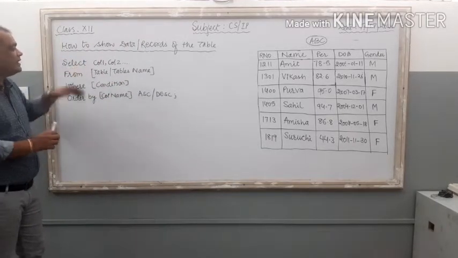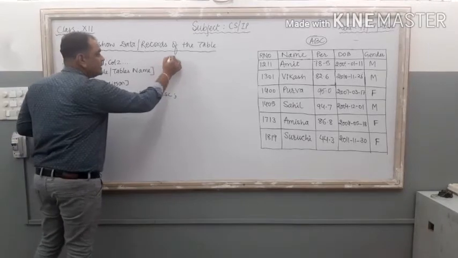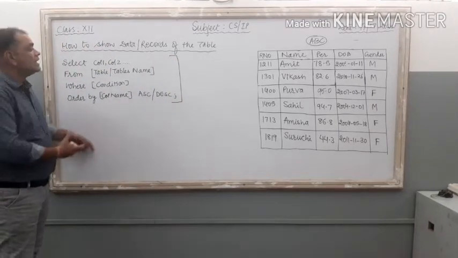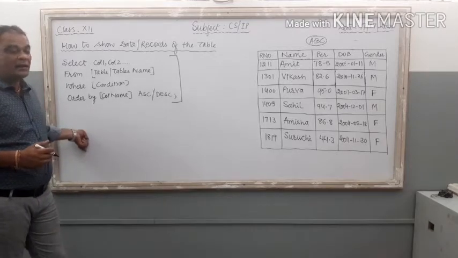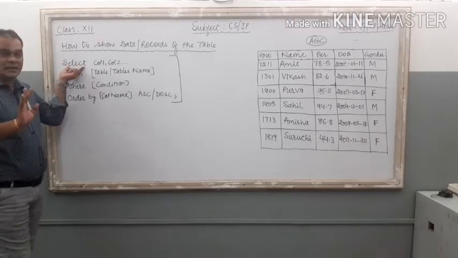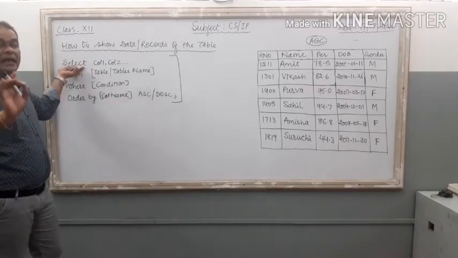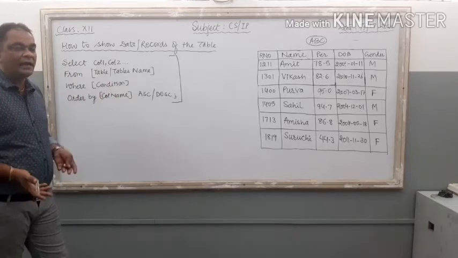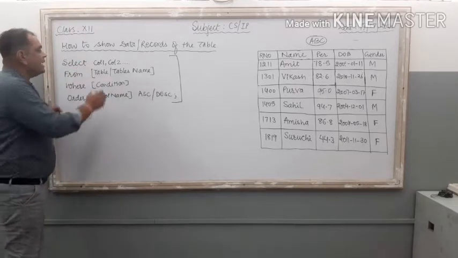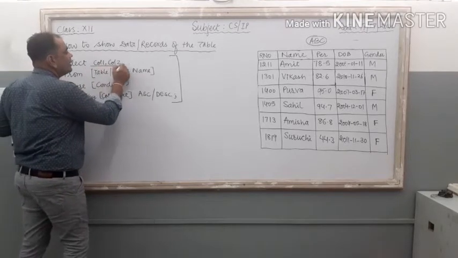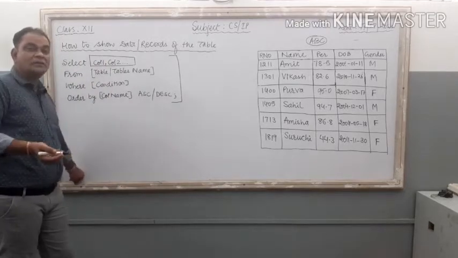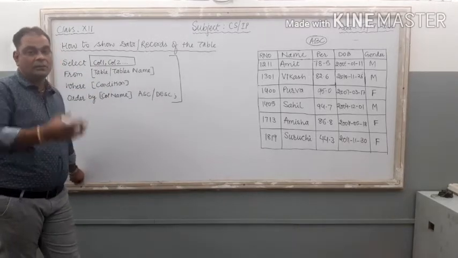Just see the syntax of this command. Syntax means the structure, or we can say the formula to apply the command in a particular software. Right? So just see the syntax of the select command. First, select. It is a command of MySQL. You should write it in small letters, or you can write it in capital letters also. Just after select, one space, then here you write the names of the columns that contain the values you want to show on the monitor.